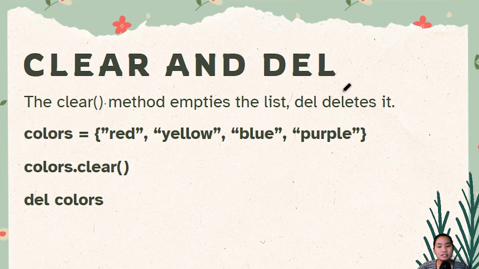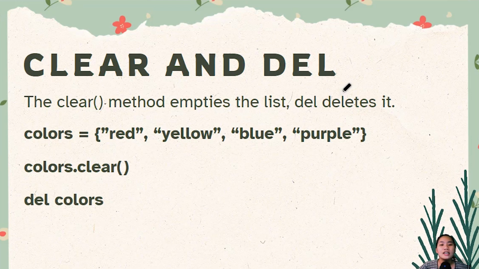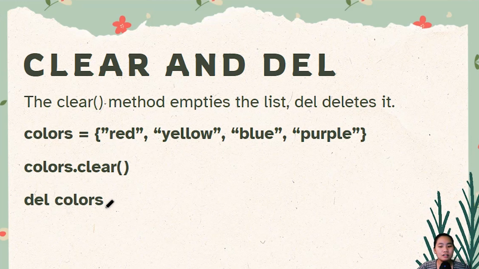Okay, last but not least, clear and del. Clear empties the set, del deletes it. If you make any reference to the deleted set, it will give you an error, okay? Now, clear follows the same syntax as remove, discard, and pop. But with del, you just put del colors, delete colors, and that's it.